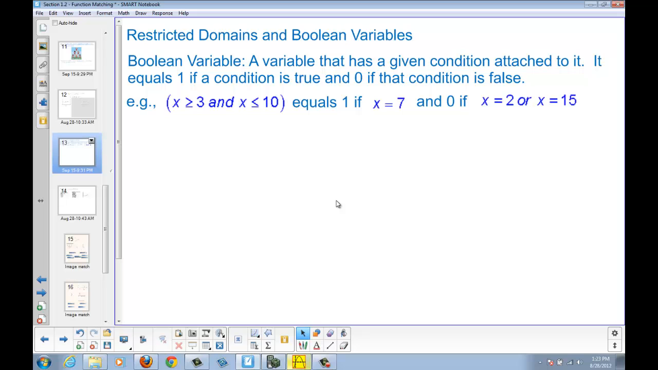For example, for the Boolean variable, our condition, x is between 3 and 10 inclusive, if we let x equal 7, the Boolean variable is true and equals 1. If x equals 2 or 15, values outside of the condition, then the Boolean variable equals 0. We're going to use these in our TI-84 to restrict the domain of our function 3x plus 26.